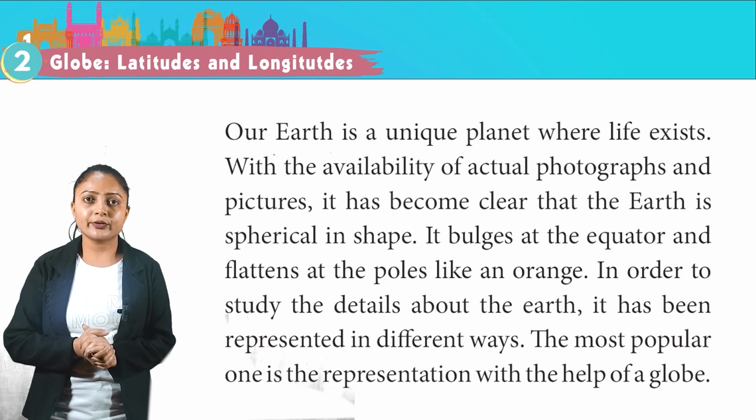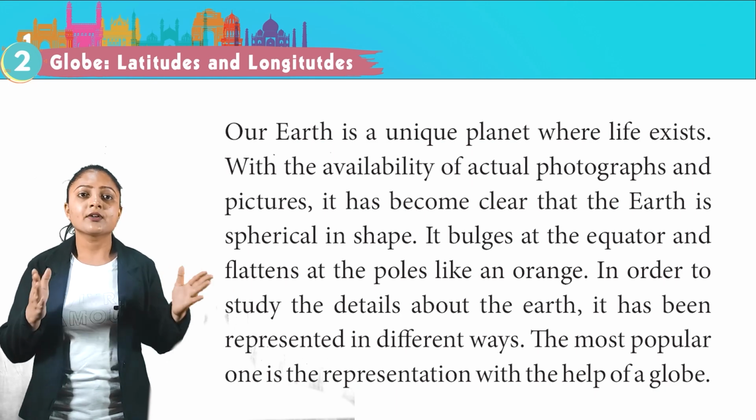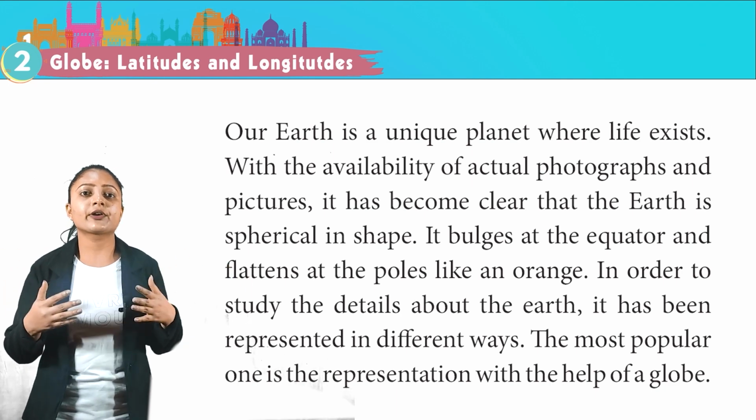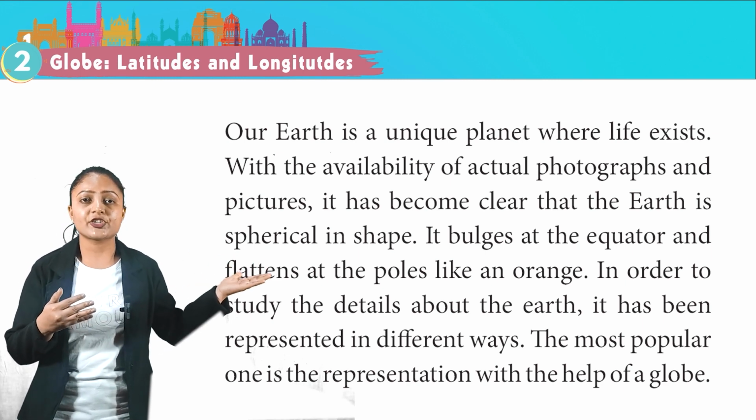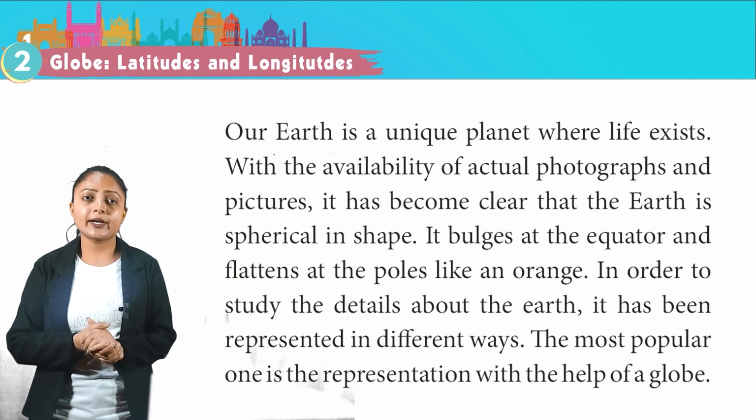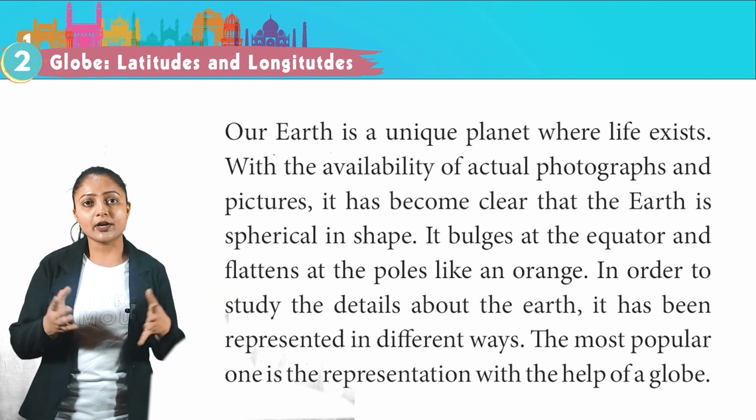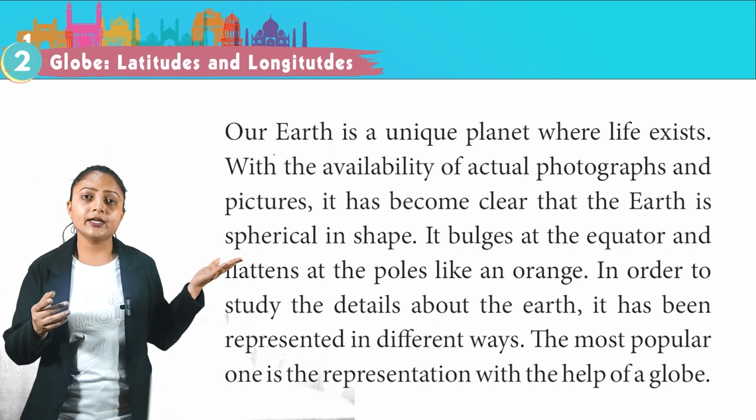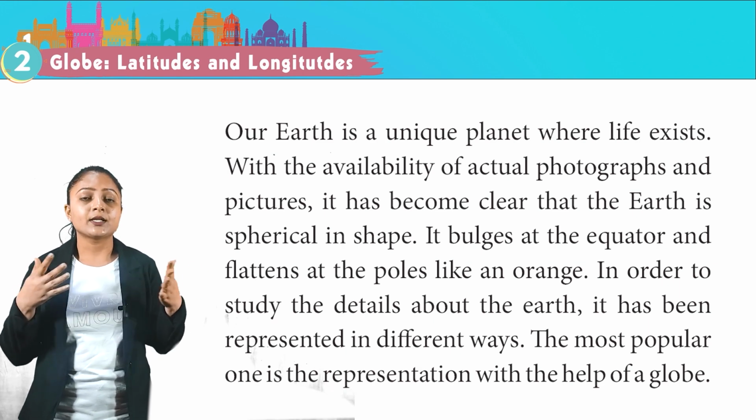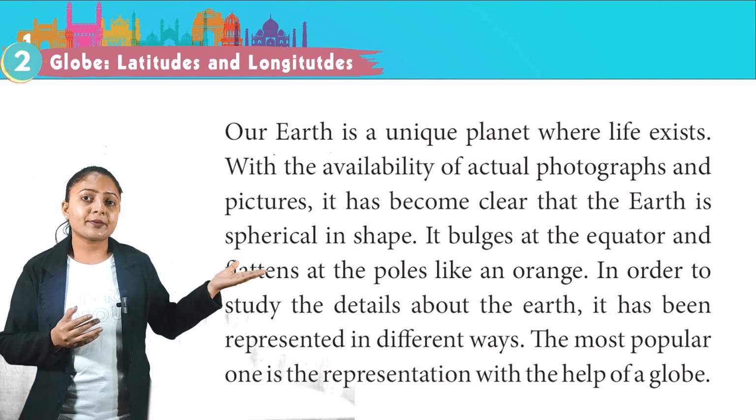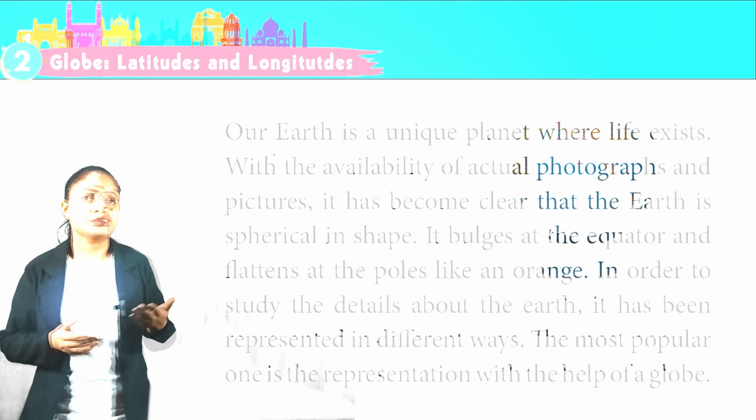Our Earth is a unique planet where life exists. With the availability of actual photographs and pictures, it has become clear that Earth is spherical in shape. It bulges at the equator and flattens at the poles like an orange. In order to study the details about the Earth, it has been represented in different ways. The most popular one is the representation with the help of a globe.